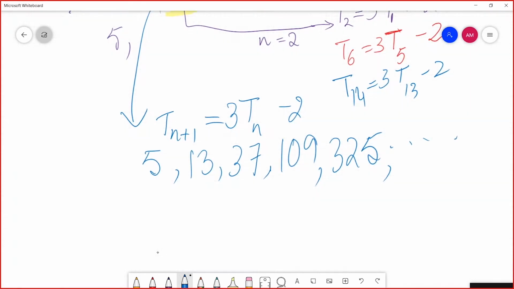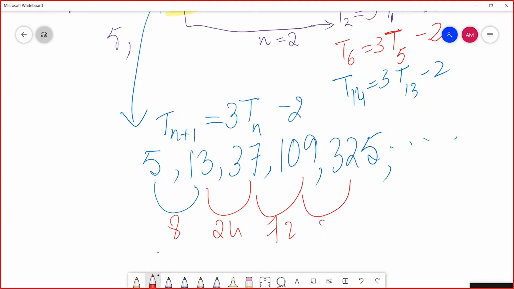If you look at here now, what is the difference between 13 and 5? The difference is 8. What about 13 and 37? The difference is 24. What about this difference? It is 72. And this difference is actually 216.